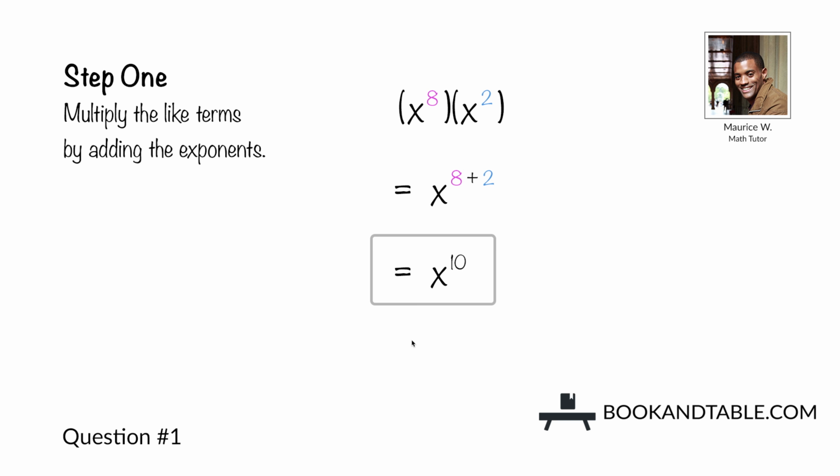Step 1. Multiply the like terms by adding the exponents. So this is the product rule. When you want to multiply two bases that are the same, you can combine them by adding their respective exponents. So we're going to add 8 and 2. That gives us x to a power of 8 plus 2, which equals x to a power of 10.